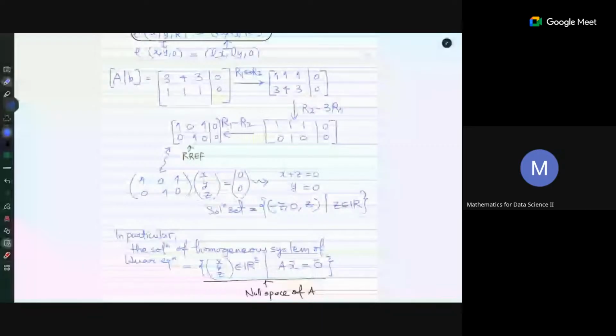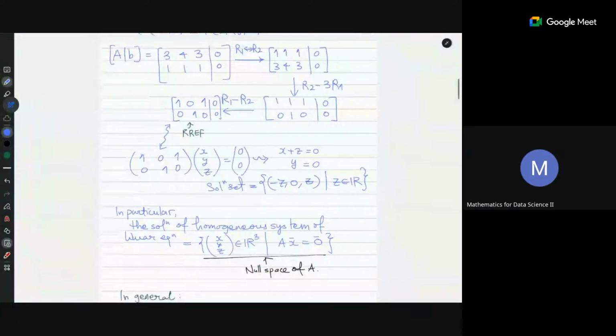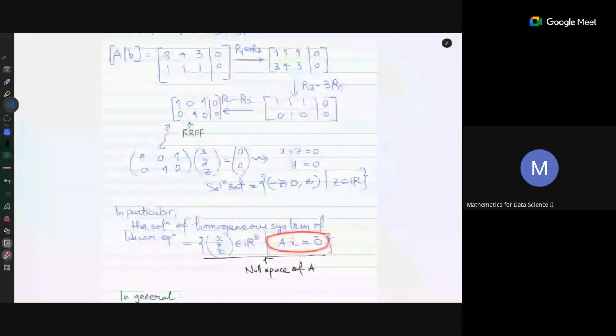So this point is clear to everyone. There is nothing new, because we have already discussed these things in one of the lectures. So now what we have seen is that the solution of a homogeneous system of linear equations is similar to the solution set of all values of x, y, z in R3 such that Ax is equal to the 0 vector, because a homogeneous system of equations is equivalent to Ax equal to 0.